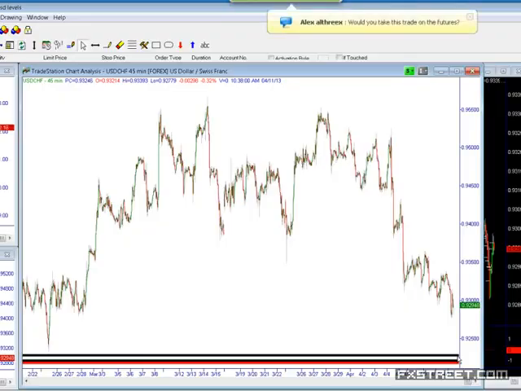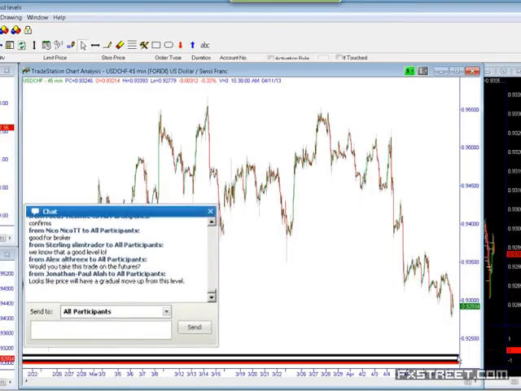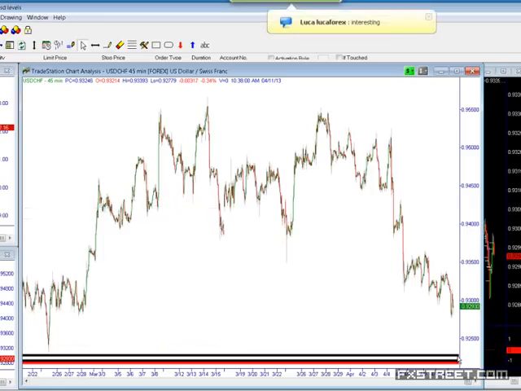So if price trades into a fresh level and the spread gets wide, that's an odds enhancer. It's probably a good trade. But if price comes down there and the spread really doesn't widen out too much, that's a sign that maybe you haven't picked a good level. Make sense?